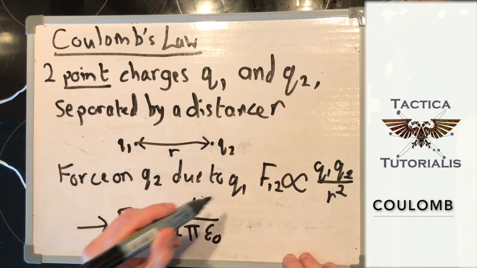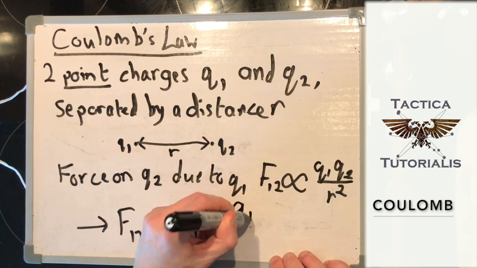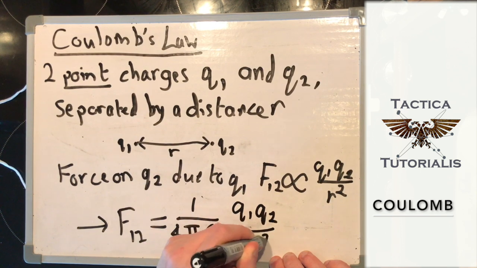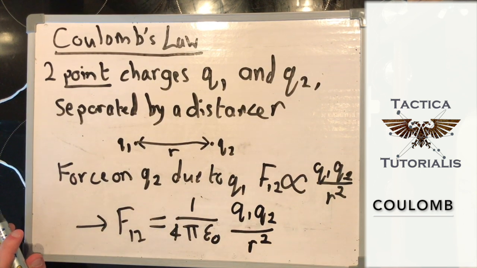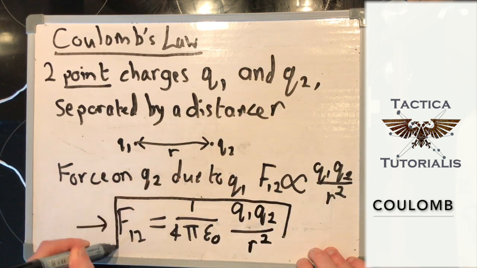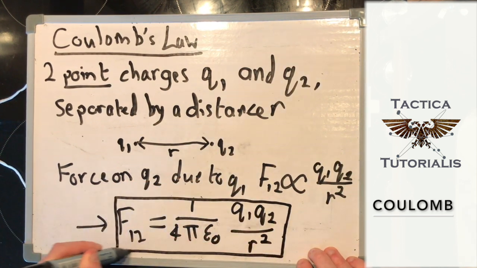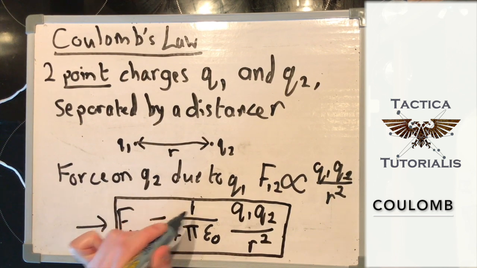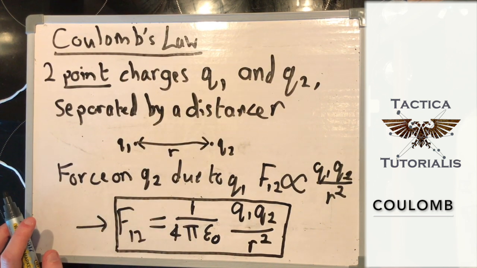So that's our constant of proportionality, and then we just add in the things it's proportional to, Q1, Q2 over r squared. That, right there, is Coulomb's law. The force from one charge on another is equal to 1 over 4 pi epsilon naught, Q1 Q2, all over r squared. That's Coulomb's law.